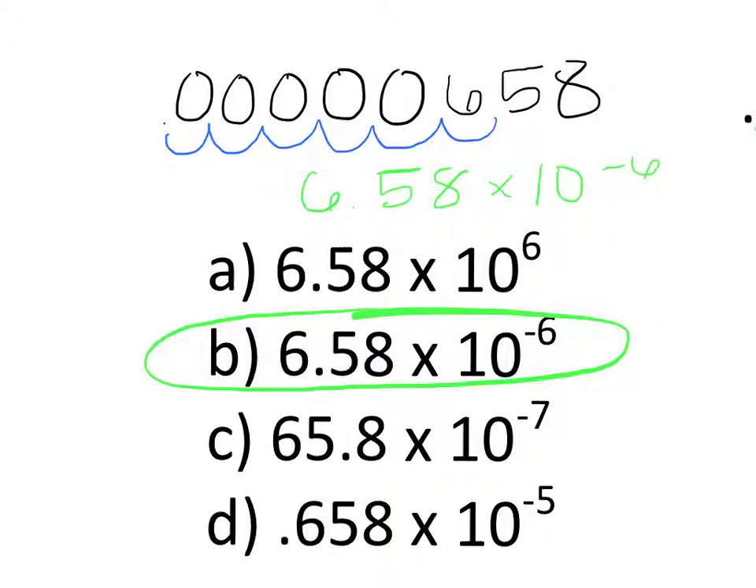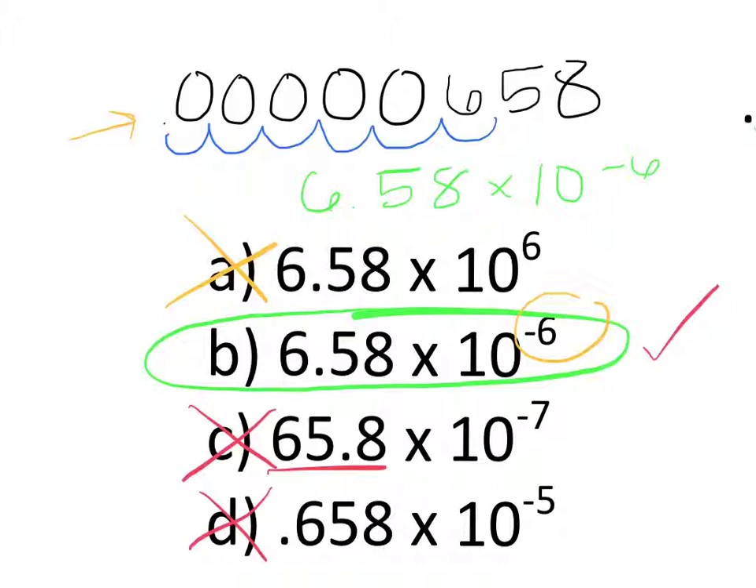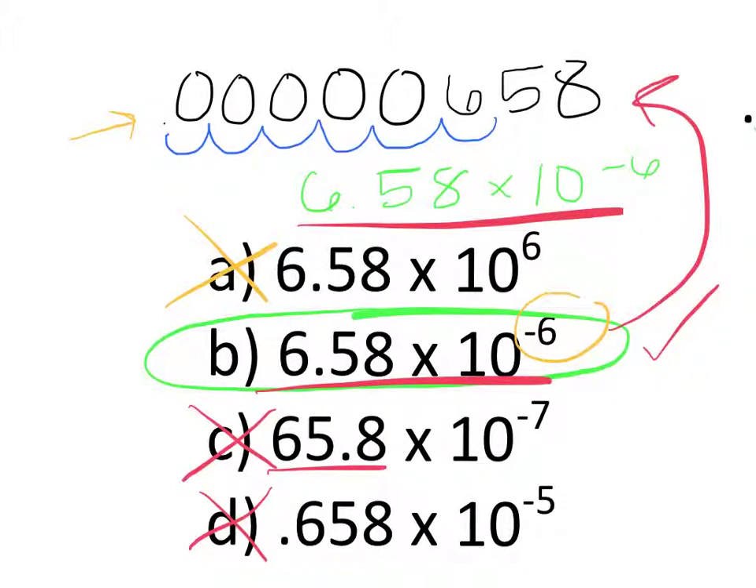And the answer here is 6.58 times 10 to the negative 6. Since it is a very small number, as indicated by the decimal point being on the left, we know that our exponent is going to be negative, so you probably could have eliminated option A. And additionally, since you know that our base number has to be less than 10, you also could have eliminated C and D. So not only could you answer this question using process of elimination, but if you check your work, 6.58 times 10 to the negative 6, you'll see that in option B.